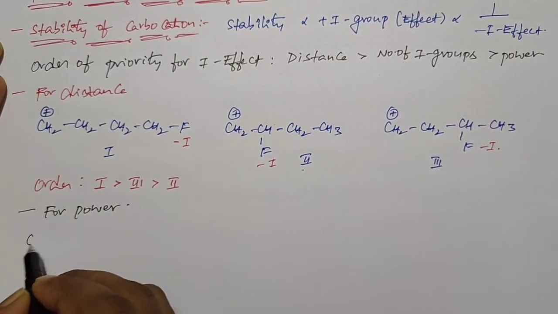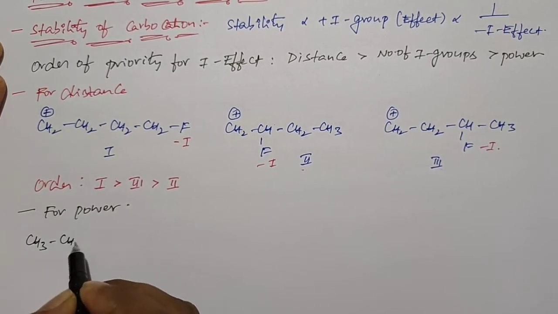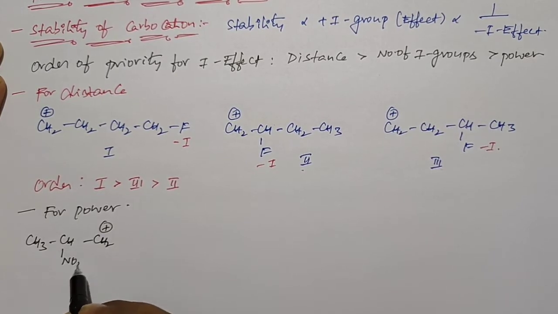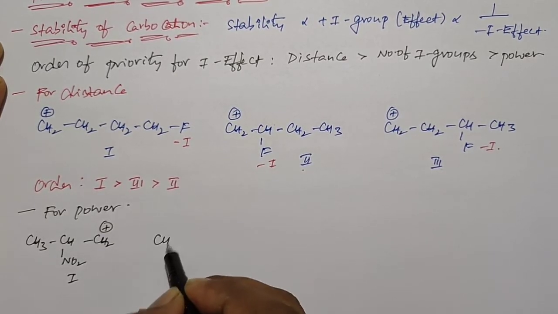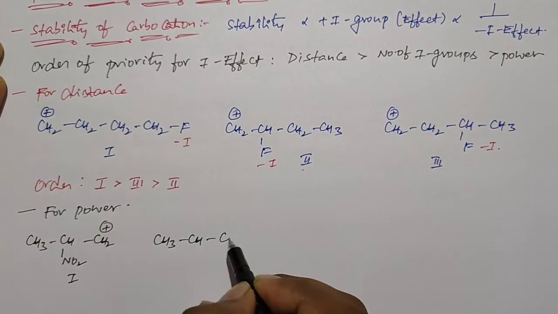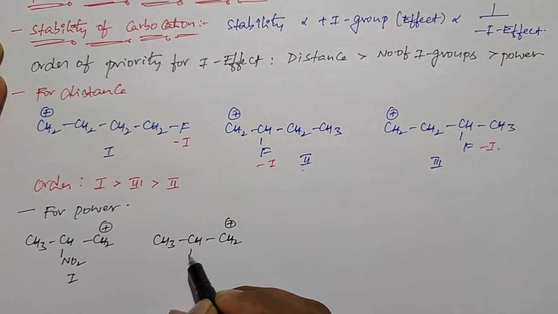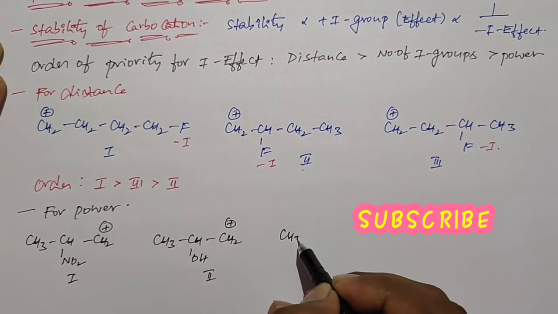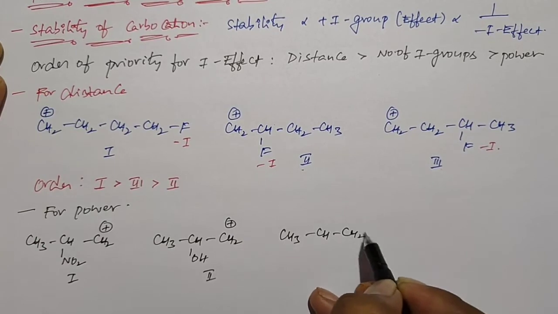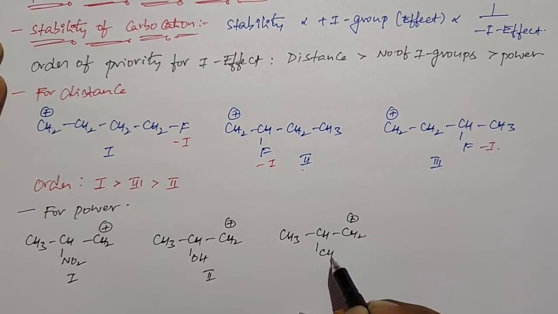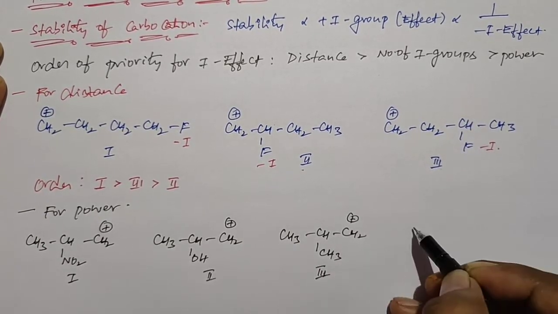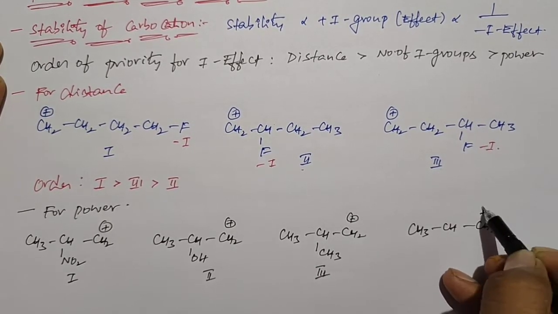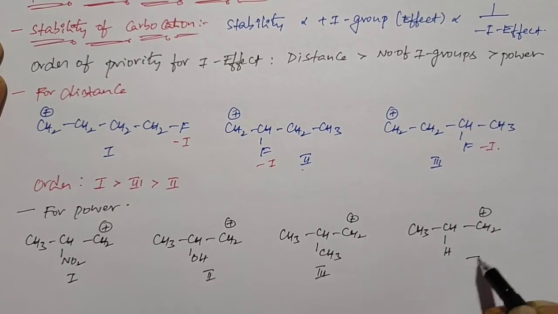So I just give some examples here. CH3CH2 plus NO2, this is structure 1. Next CH3CH2 plus, here OH is there, this is the second structure. Next CH3CH2 plus CH3, this is the third one. And next CH3CH2 plus hydrogen, this is the fourth one.